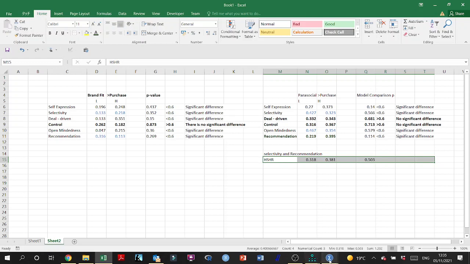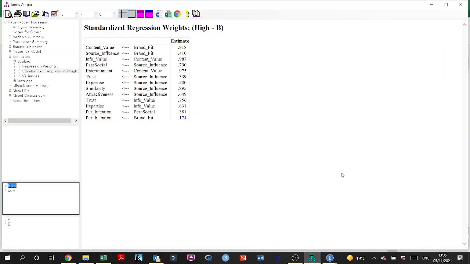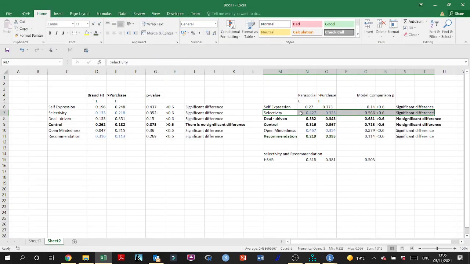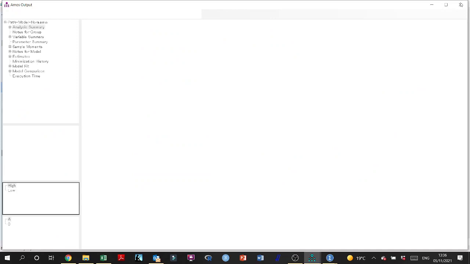All right, let's investigate. So high on selectivity alone will not affect the parasocial on purchase. You need to be high on selectivity and high on recommendation so that the parasocial relationship will affect the purchase intention. If you are high on selectivity but low on recommendation, I want to see if this gives me the result that you are still going to get a lower impact of the high compared to the low. So that is now an interesting thing to look into, right?